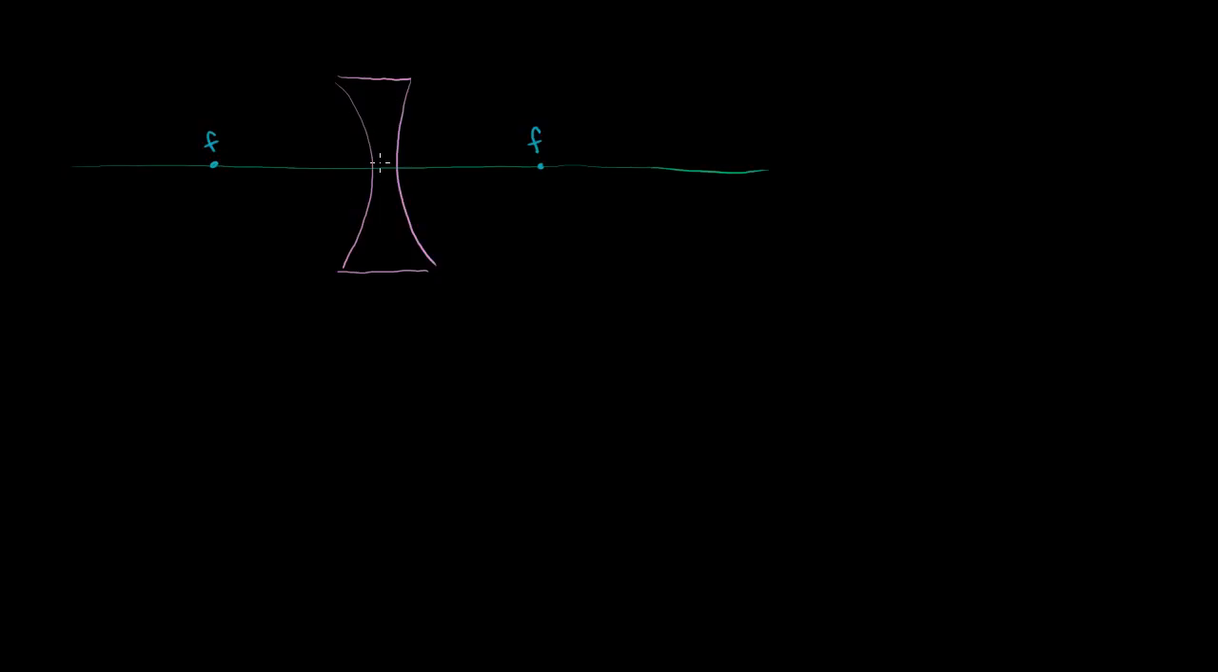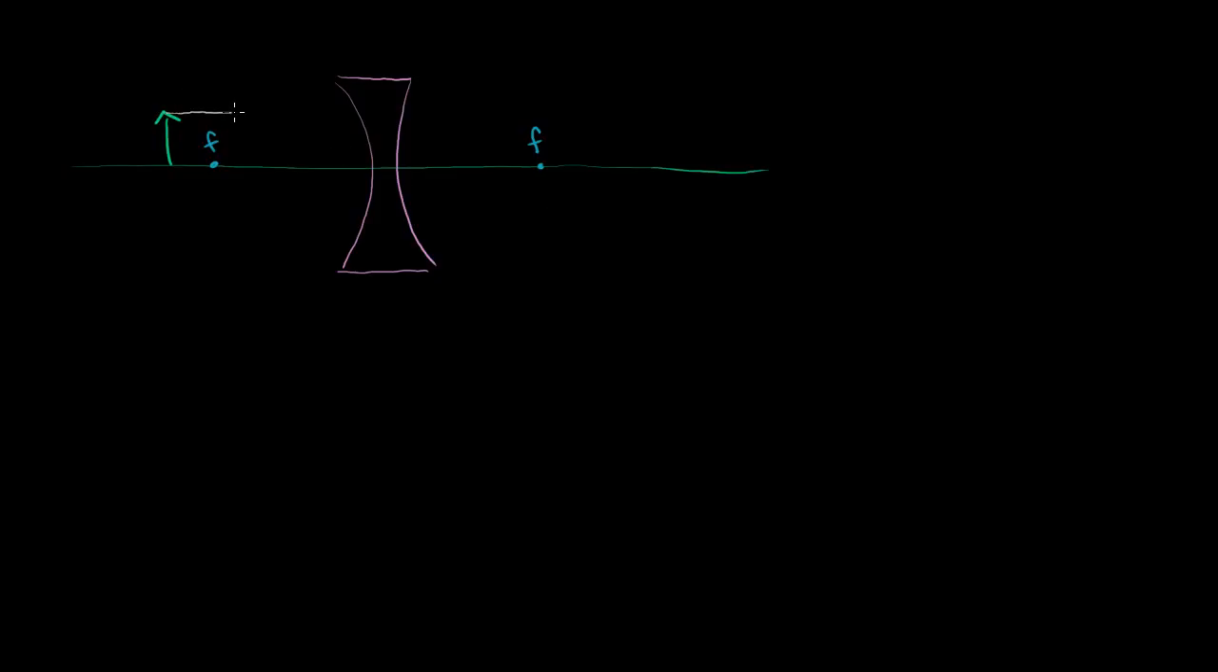Now let's think about what's going to happen if I put an object someplace on the left side of this concave lens. Let me just stick it right over there. Like always, we'll do two rays. I'm going to do one that's parallel to the principal axis, and then one that does not get refracted, so it goes right through the center of the lens. And let's think about what happens.